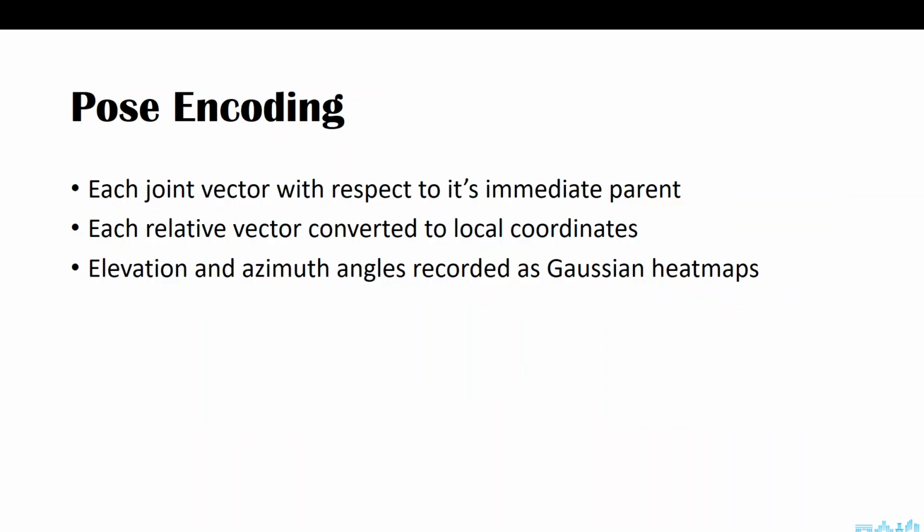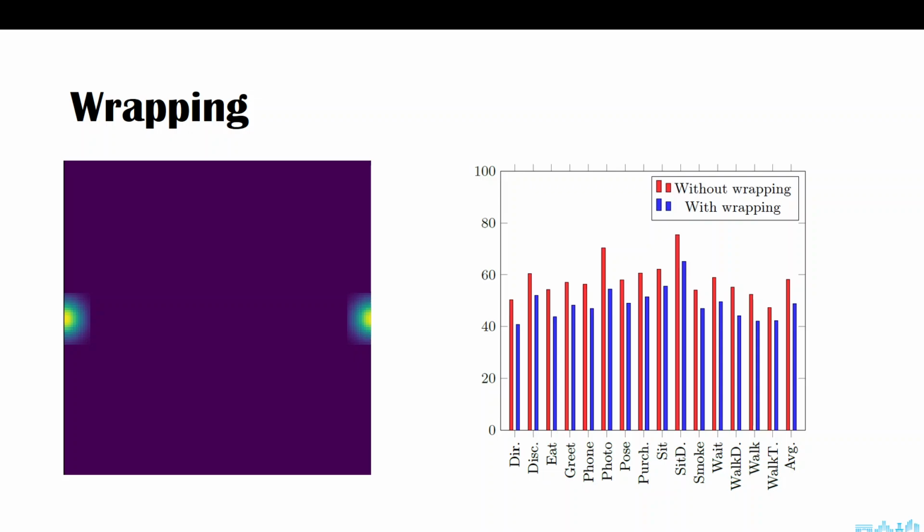To encode pose, we represent each joint relative to their immediate parent. We perform a local coordinate transformation and encode the elevation and azimuth in heat maps. We also introduce the concept of wrapping. Here we allow Gaussian heat maps for both pose and viewpoints to wrap across the edges. We notice significant improvement in pose estimation with wrapping enabled.